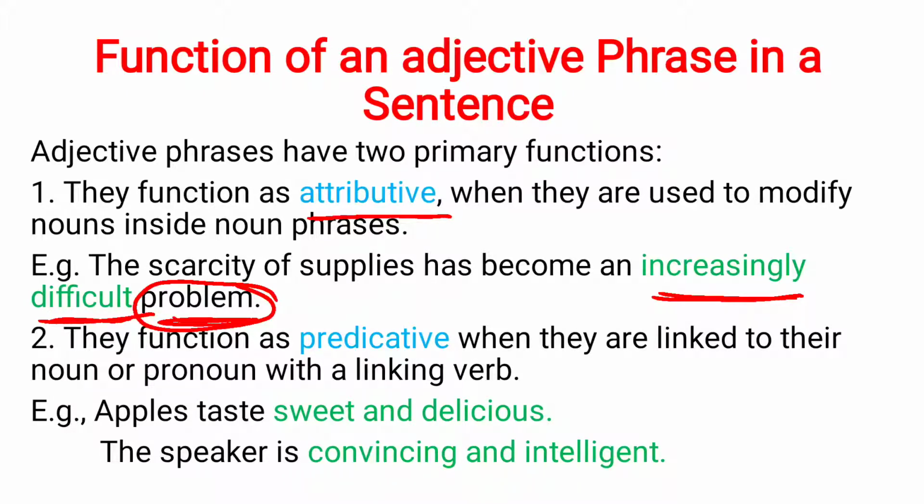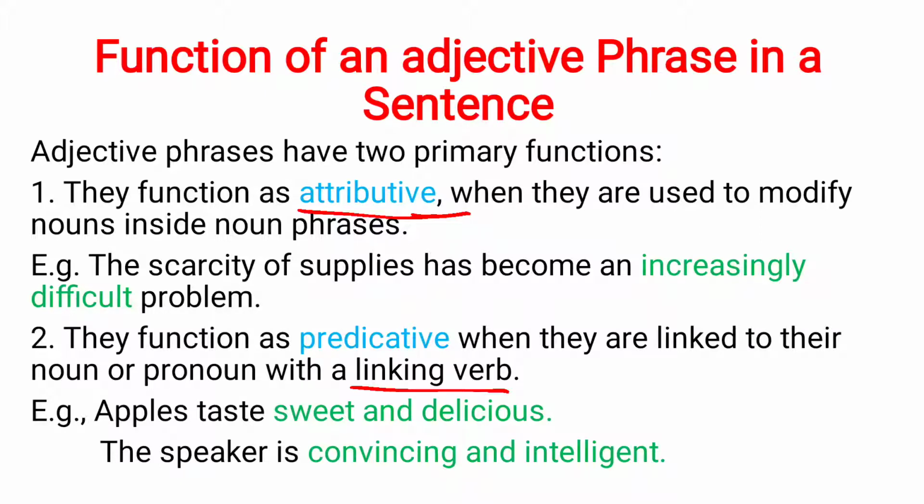Let us understand the second function of an adjective phrase. Now, what is that? That is predicative. They function as predicative when they are linked to their noun or pronoun with a linking verb. Now, this is very simple. Here, you will be able to differentiate between attributive and predicative. In predicative, we have linking verbs, but in attributive, we do not have linking verbs.